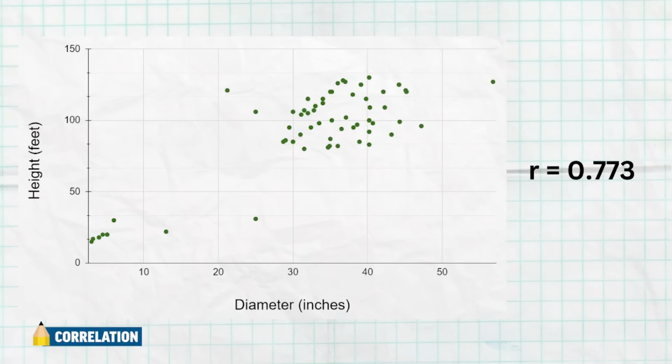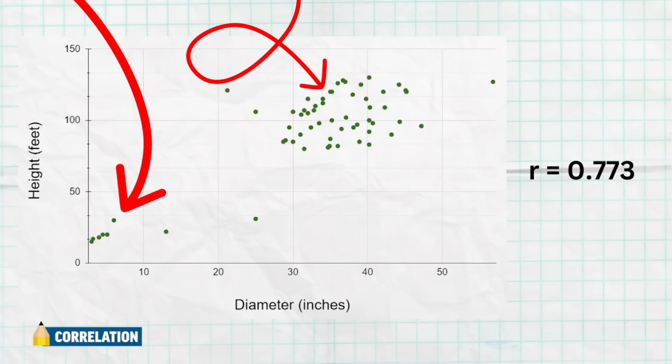Finally, here we're looking at a sample of trees where we're looking at the diameter of each tree measured in inches and the height of each tree measured in feet. Now here we might want to take note that we see kind of two clusters. We see this cluster down here of some smaller trees, and then we see this larger cluster of data up here. But if we're looking at the overall pattern of all the data, it does appear to be positive. The larger the diameter of the tree, the more likely it's going to be a taller tree.